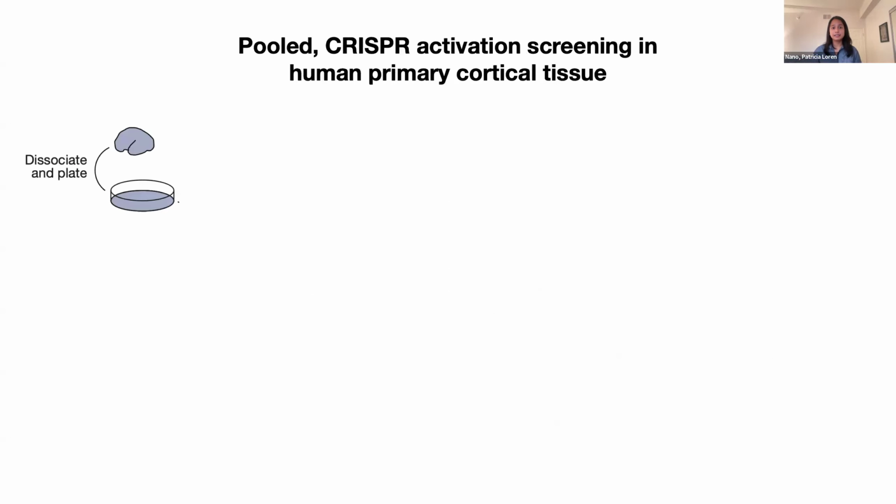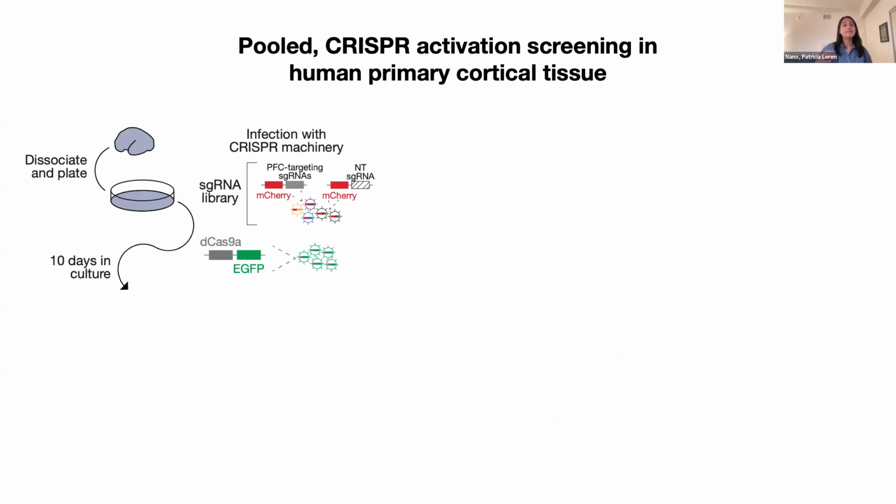And so we have conducted these screens in human primary cortical tissue. And I first started by asking what are the transcription factors that drive the specification of prefrontal cortex fate, or PFC fate, because this area has already been so extensively molecularly profiled. So for each of the tissues in my screen, I dissociate them, I plate them, I infect them with a guide RNA library against PFC transcription factors, as well as a catalytically dead Cas9 tagged to an activator domain.